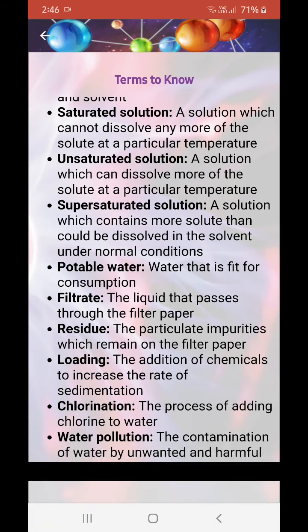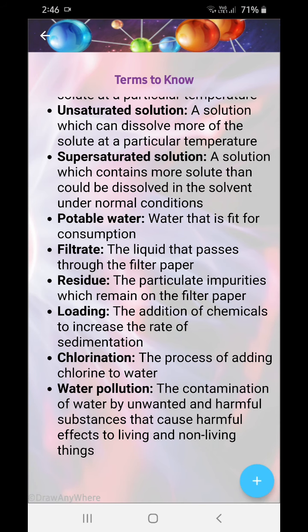Next we have water pollution: the contamination of water by unwanted and harmful substances that cause harmful effects to living and non-living things. You are polluting the water and you are also risking the lives of the fish. You are even risking your own life. Village people eat, drink, and do everything from there. They cook also with that kind of water, and then you have epidemics and so on. Earlier days you used to have them, but now they are very rare.